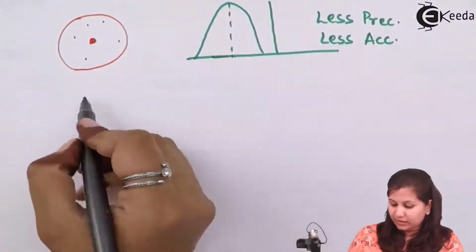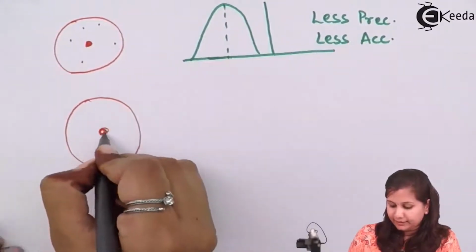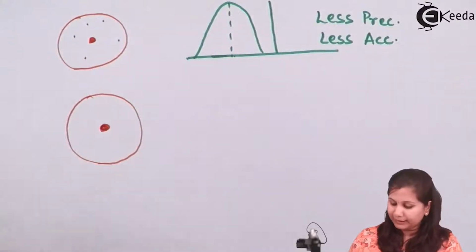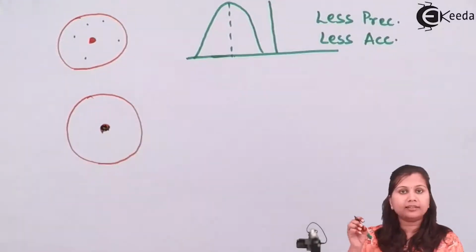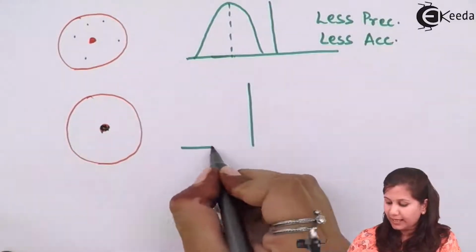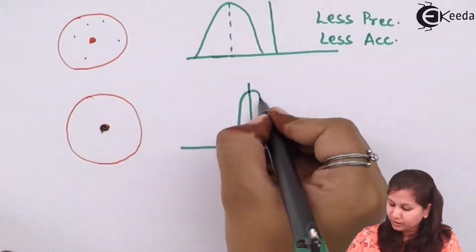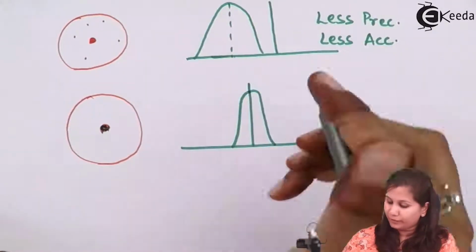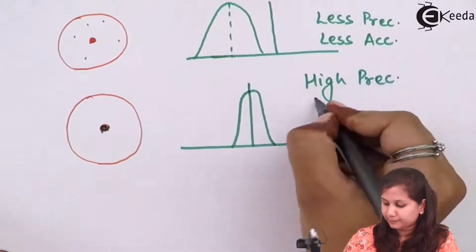The fourth case is when this is the center and all the arrows thrown by the archer are very close to each other and at the center of the disc. So in this case, precision is very high and accuracy is also very high. So the broadness of the curve is very small, and it is also very close to the true value. So in this case, high precision and high accuracy.